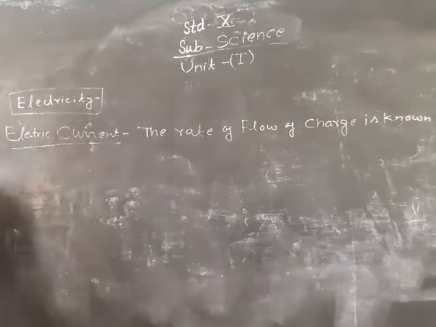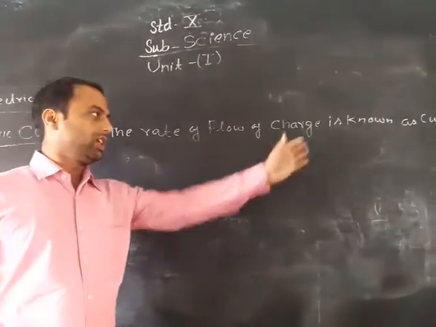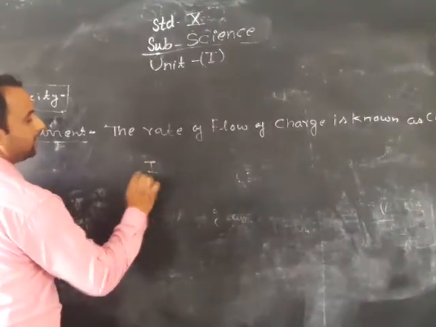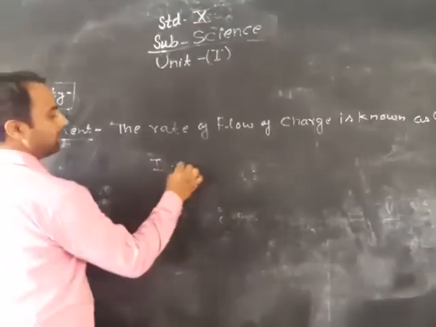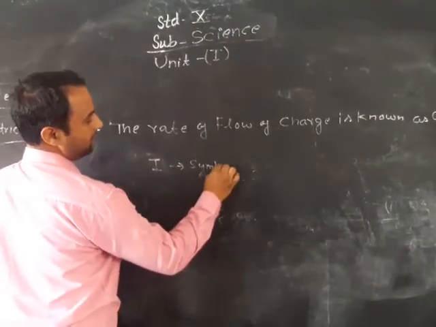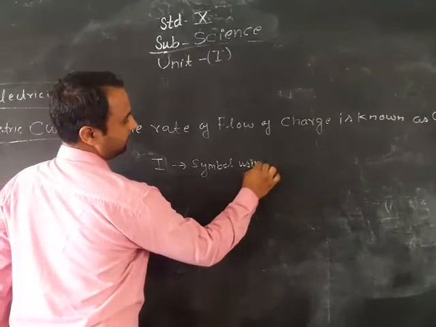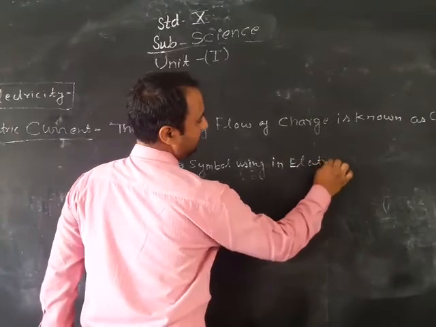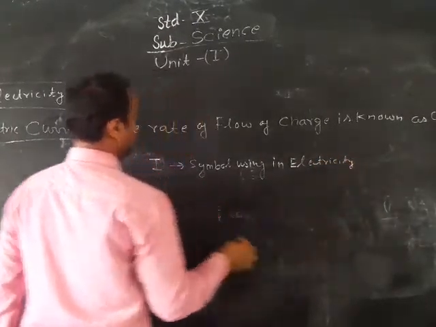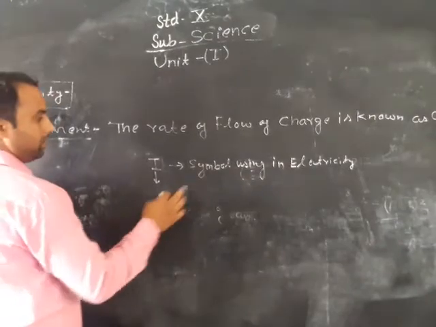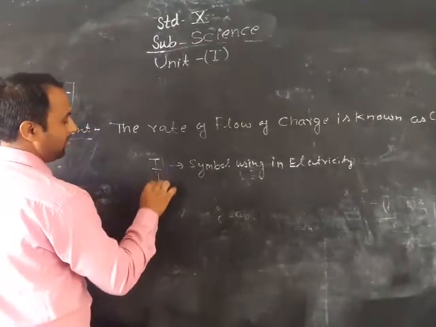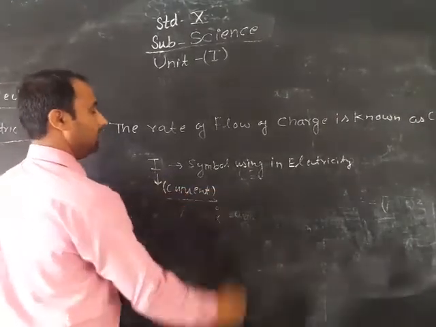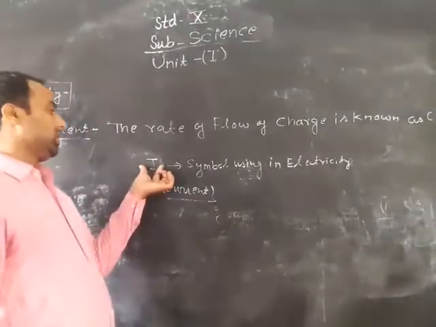Now we are discussing the electric current. The rate of flow of charge is known as current. The rate of flow of charge, that means current, is represented by I. This is the symbol of current. In the whole of electricity, we are using the symbol I.